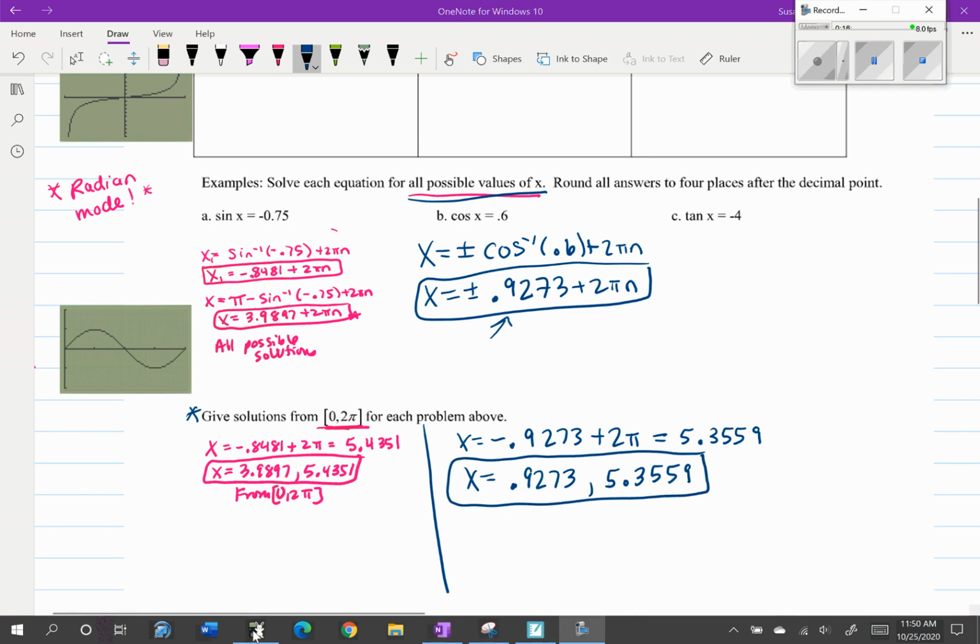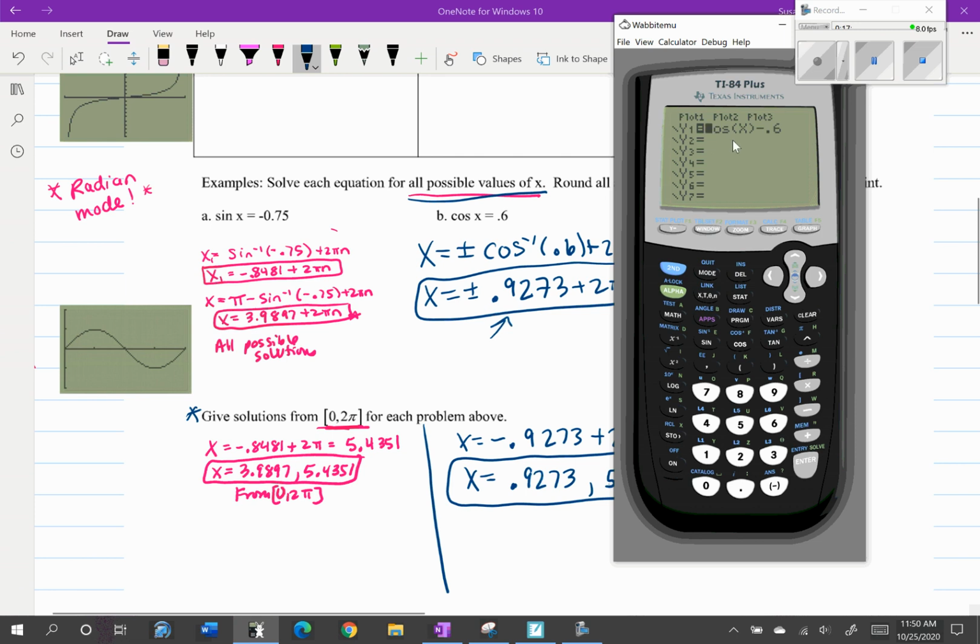We can also confirm this graphically. So if I plug this into my y equals like we did before, and I could look at the graph. So again, if you did second trace value, the cosine inverse we know is the, again, -0.9273 about. So it's not going to give us exactly 0 because we rounded, but that would be here. So if I take that answer, second trace value again, -0.9273, and add again that 2 pi.